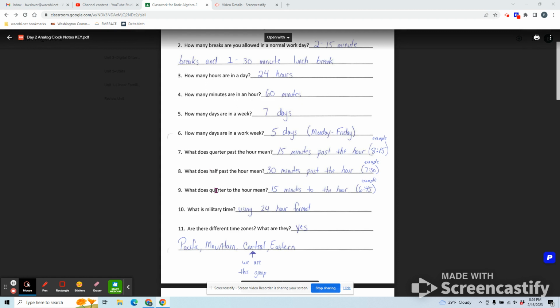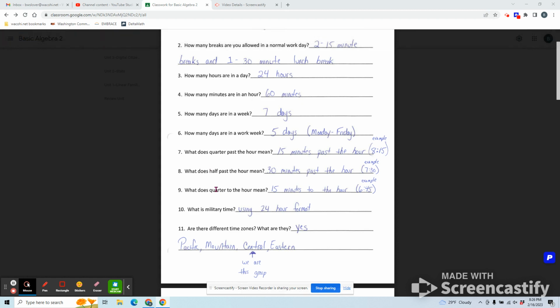Now you're thinking quarter, that's not 15, that's 25. Well, that's in terms of money. A quarter in terms of minutes, or in terms of an hour, is based off of the 60 minutes. So if I do 60 divided by 4, a quarter is 15 minutes. So that's why anytime someone says quarter of an hour, it's 15 minutes.